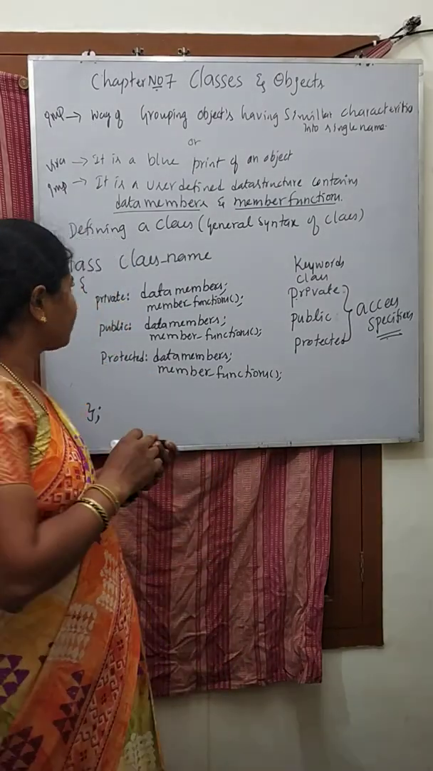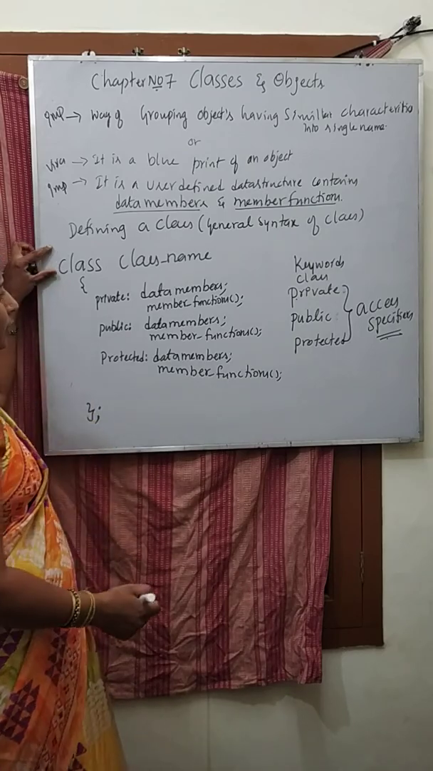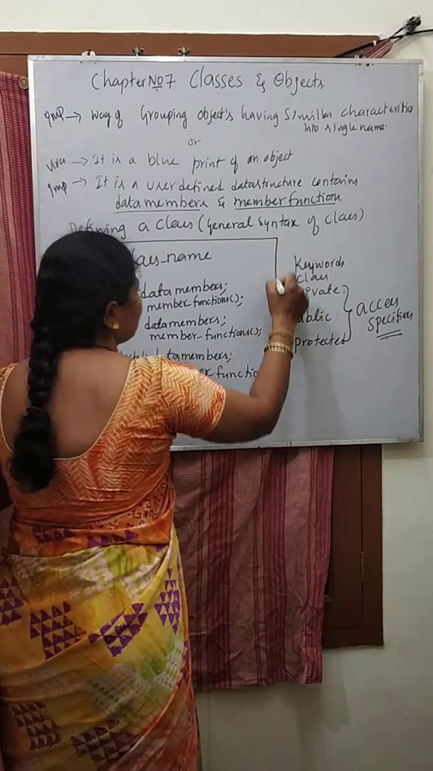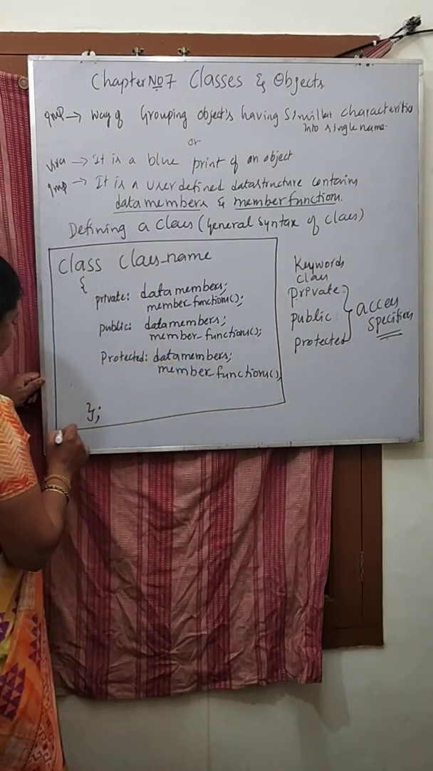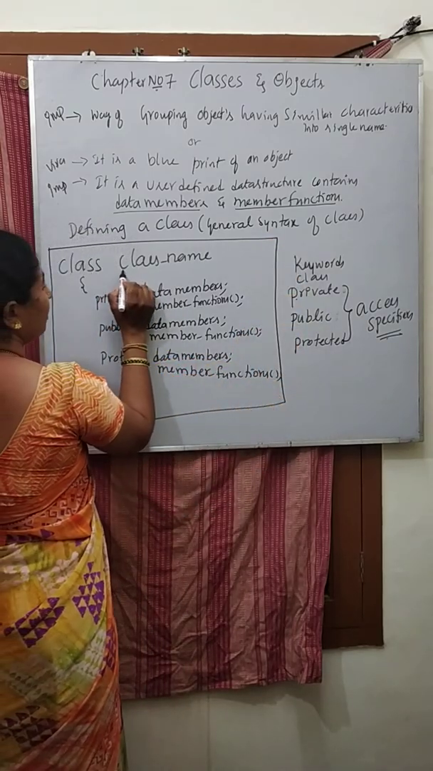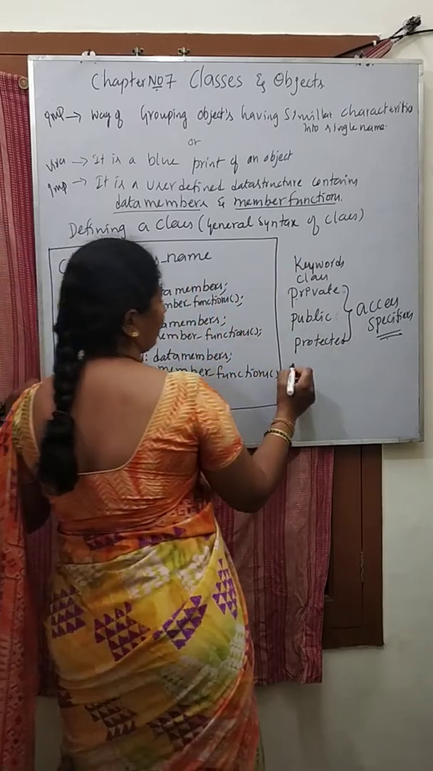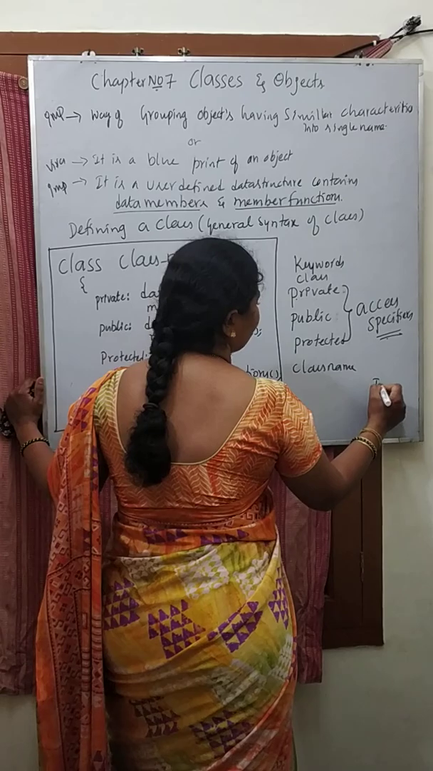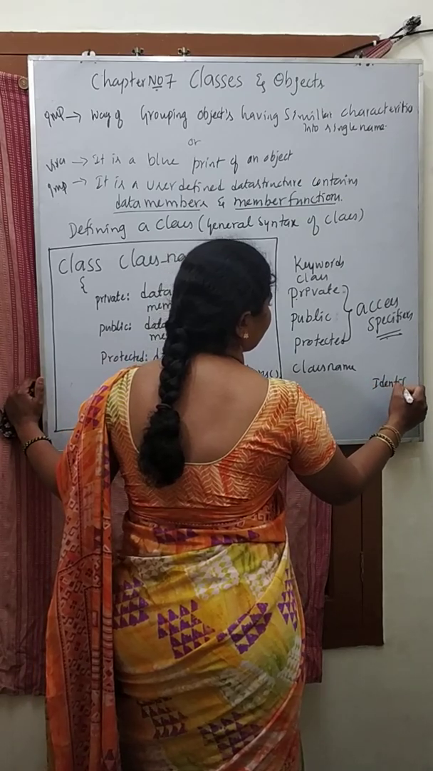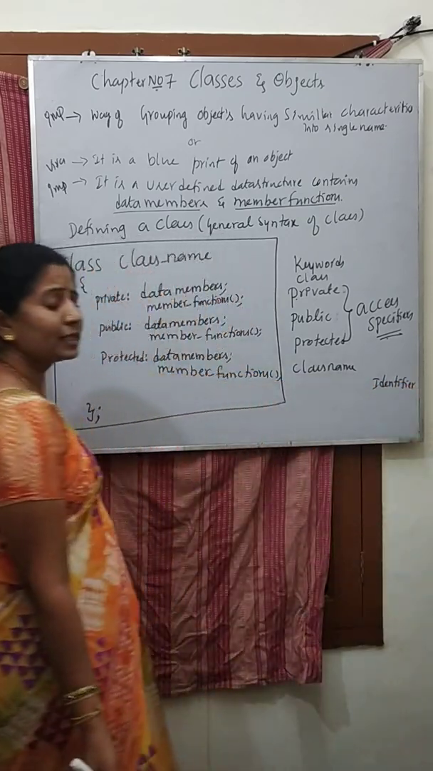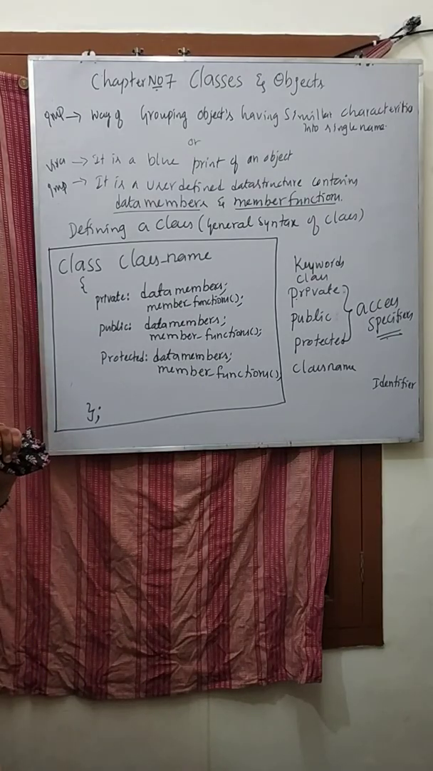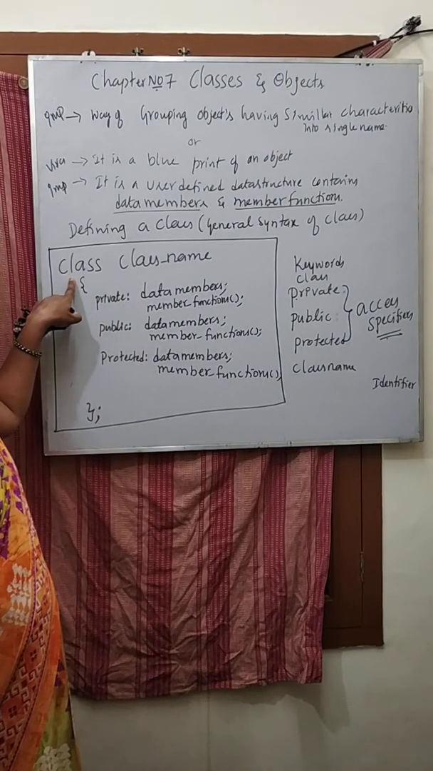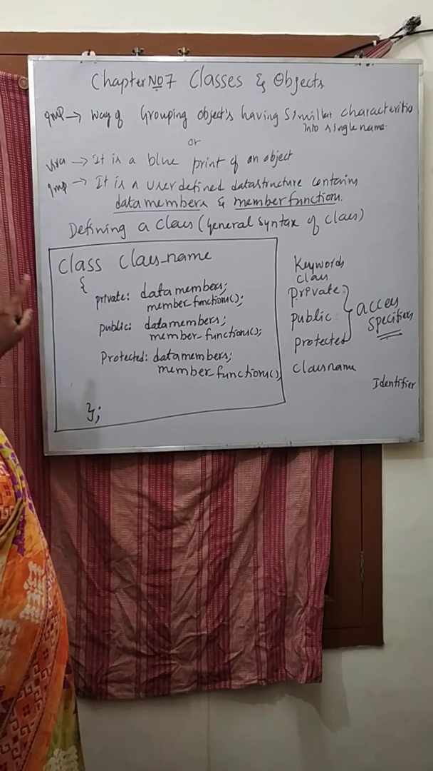See here, class is a keyword. It is your syntax. Class, class name. Class name is an identifier. What is an identifier? It is a meaningful name given to the programming element. It is the name of the class. We are giving a name to the class.